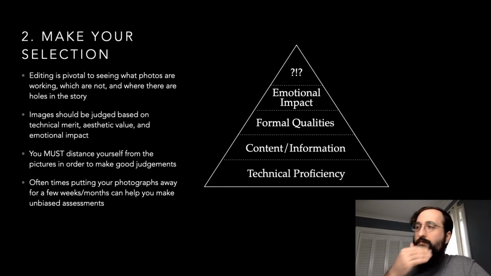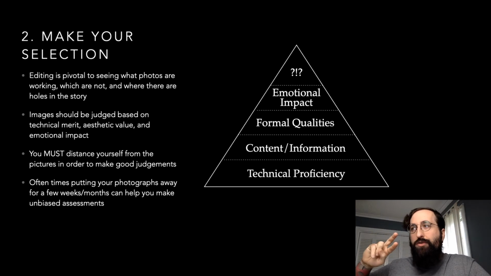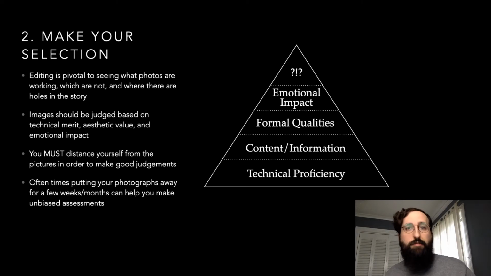Okay, so the next tier up, and this tier and the next one, you could swap, I think, depending on what your goals are, depending on the type of work that you're doing. I'm coming from more of a photojournalistic standpoint with this structure, so your mileage may vary. But the next tier up, I put content and information. So bottom tier, is the photograph technically proficient? The next one, does it have information or content in it that is pertinent or appropriate to the work and the story that you're doing?